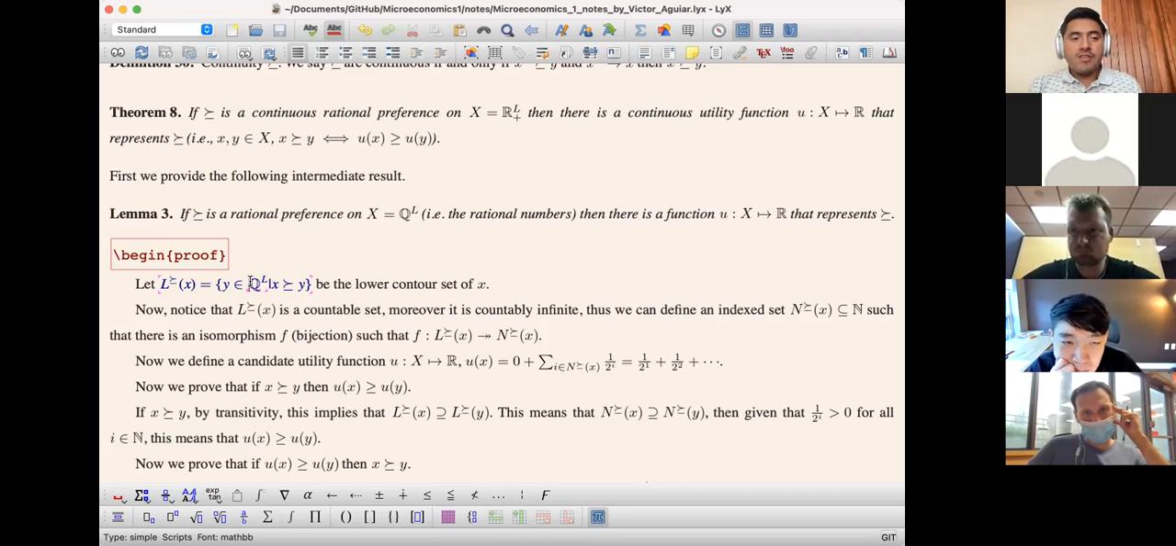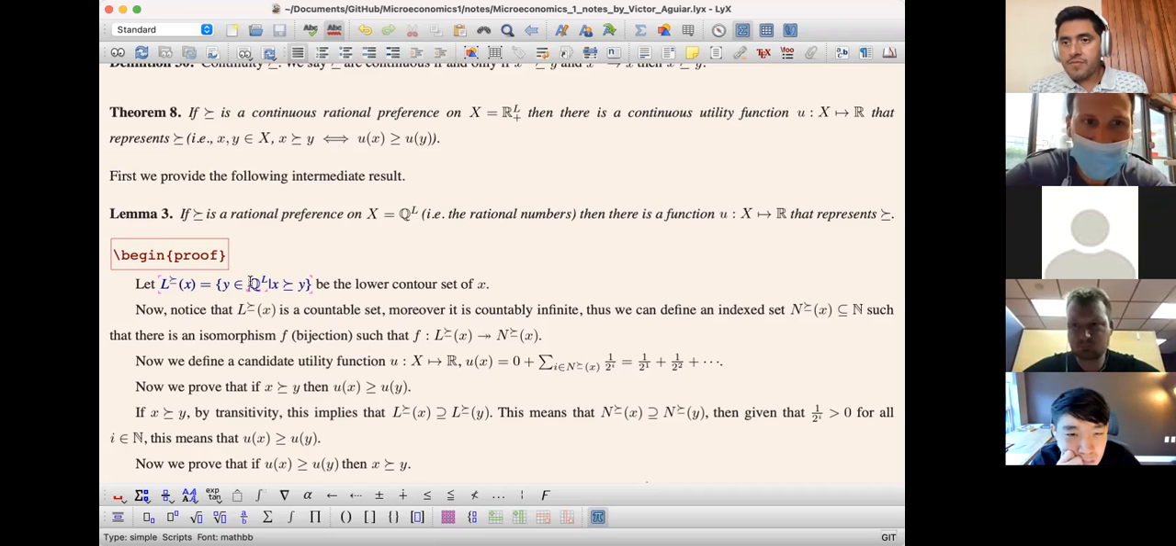Now, notice the lower contour set. Are they necessarily worse, all of them? By definition, all of the Y's that are ranked below X. These, of course, may be different, but are weakly worse, if that's what you mean.